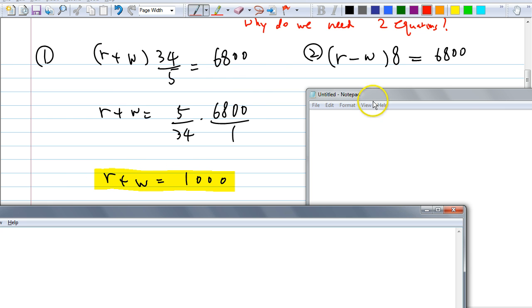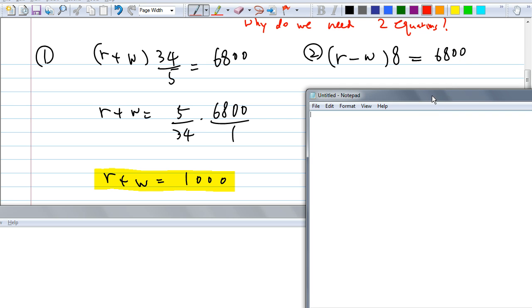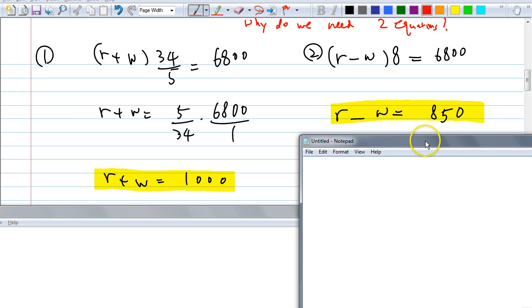Claire, what did you get? When you divide both sides by 8, you got what? r minus w equals 2? Oh, okay. How many times does 8 go into 68, guys? 8 times, so you get r minus w equals 2? 850, right? Doesn't it? Okay, we get two equations this way.